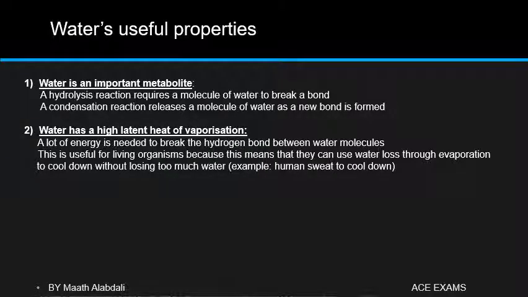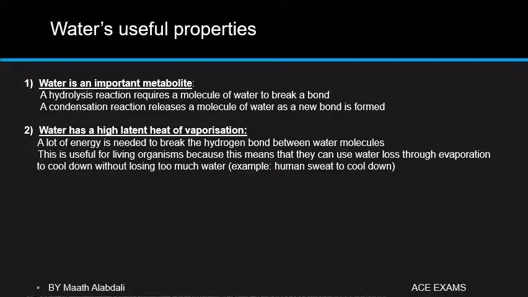The second property of water is that water has a high latent heat of vaporization. So lots of energy is needed to break the hydrogen bonds between the water molecules. This is useful for living organisms because they can use water loss through evaporation to cool down without losing too much water. For example, human sweat to cool down. When we sweat, water is released on our skin, and then heat energy from the sun evaporates the water, but by the time the water evaporates we are already cooled down, so we do not lose too much water.